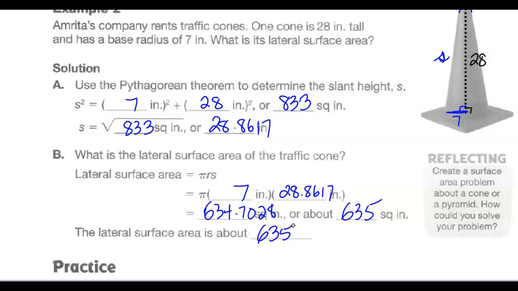So just some slight variations. You've been doing some surface area over the last few years, but just adding a little bit extra to it. Maybe you have to work backwards to get the slant height. Maybe you have to work backwards to get an area of one of the sides, that kind of thing. All right, so now do the practice. And then after that, you're going to do the mid-chapter review.